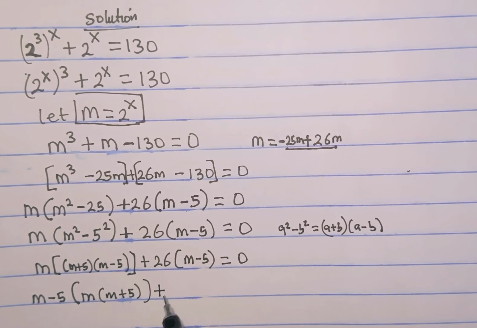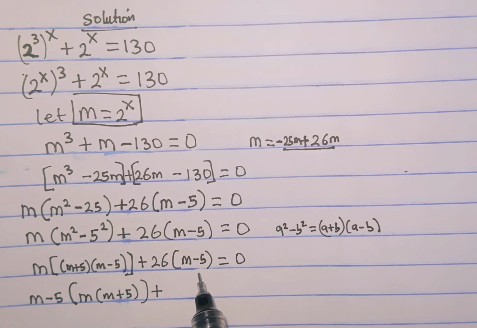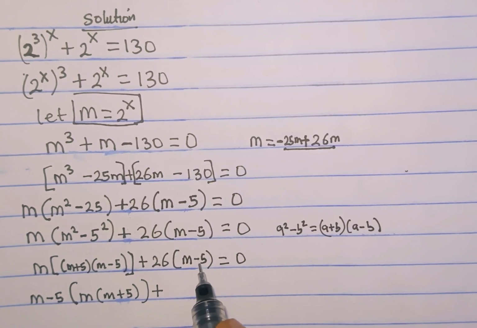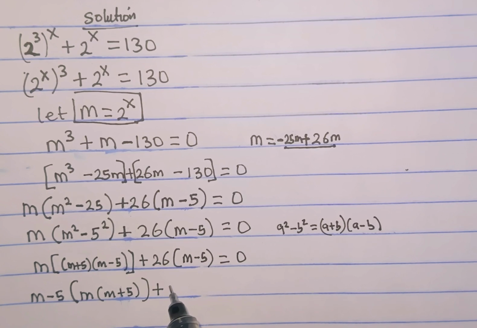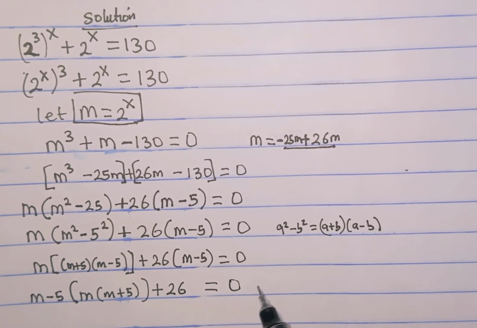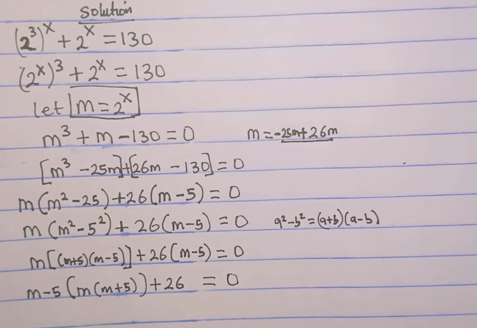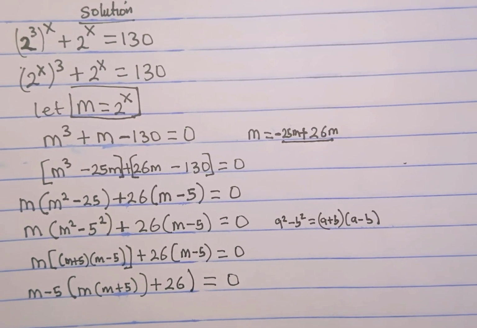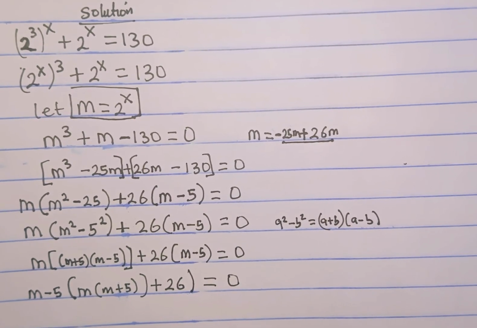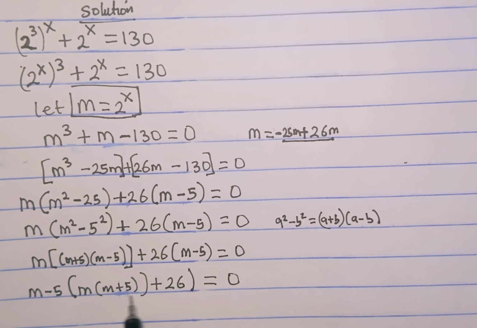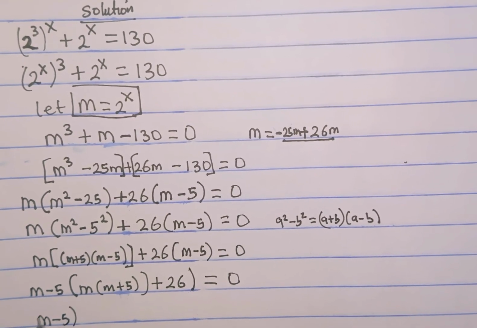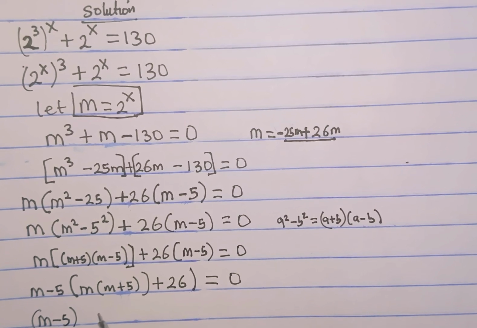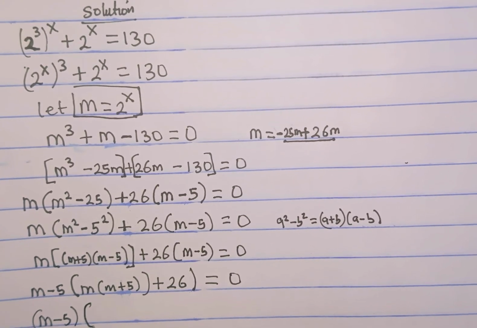Then plus here, we factor out m minus 5. So this m minus 5 is going to cancel m minus 5. We are just going to be left with just 26. So everything will be equal to 0. So the next thing we are going to do, remember, everything is in the bracket, is to expand this bracket. So we're going to have m minus 5 outside the bracket. This is the one we factor out. Then we open this bracket.